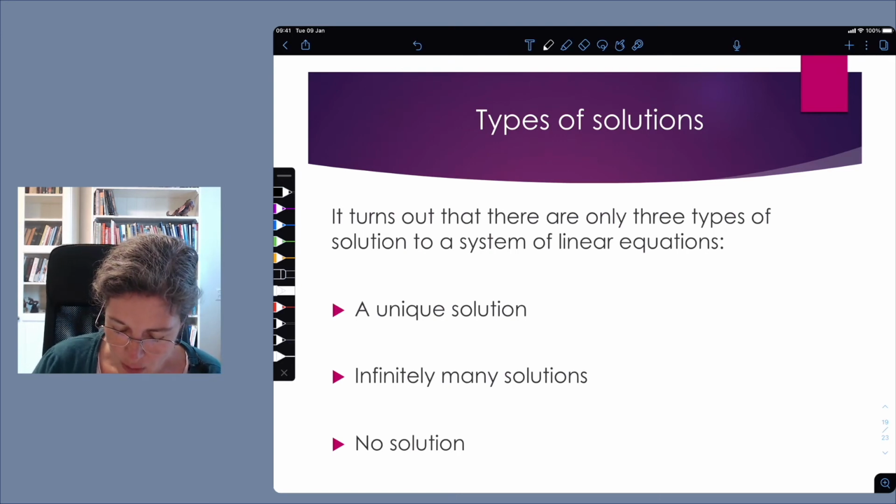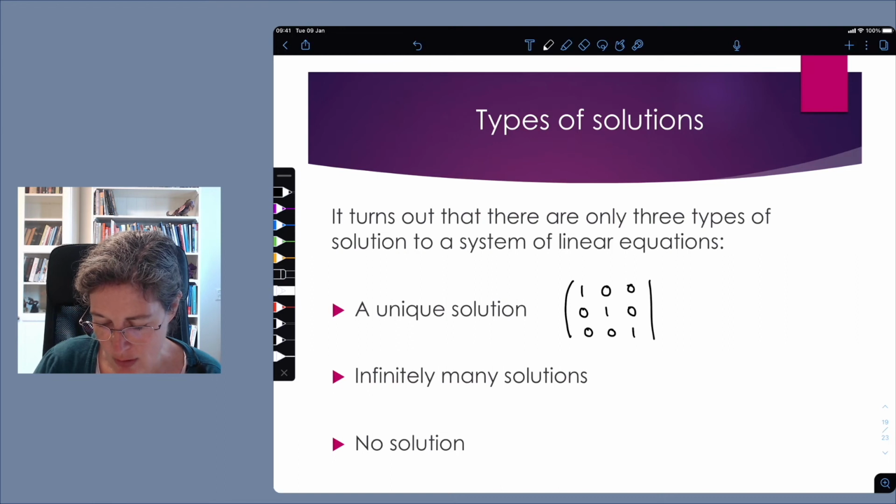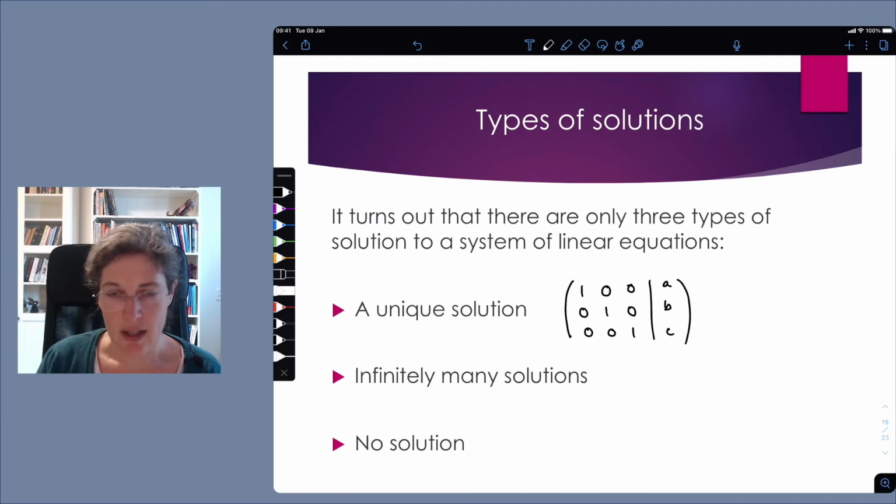So let me draw a sketch here. For a unique solution, you're always going to have as many equations as unknowns, and it will look something like this. I'm just doing it in 3, and you will get a solution. It looks very neat like this. You've got 1s on the diagonal, 0s below, and anything here. You can have 0s there, that's not a problem.